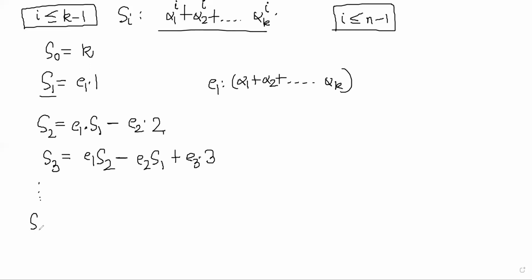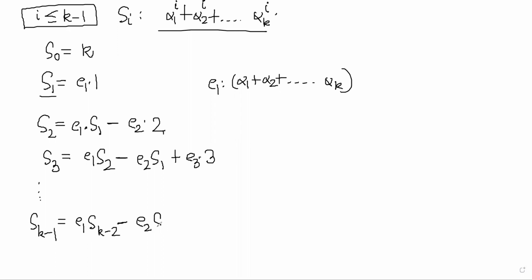And finally, S of k minus 1, right? You can go up till k minus 1, because this recursion is valid only till the case when I is less than or equal to k minus 1. So in that case, it will be simply E1 S k minus 2 minus E2 S k minus 3 plus, and so on. You are basically alternating the signs E1, E2, E3, starting with one less than this: k minus 2, k minus 3, and so on.